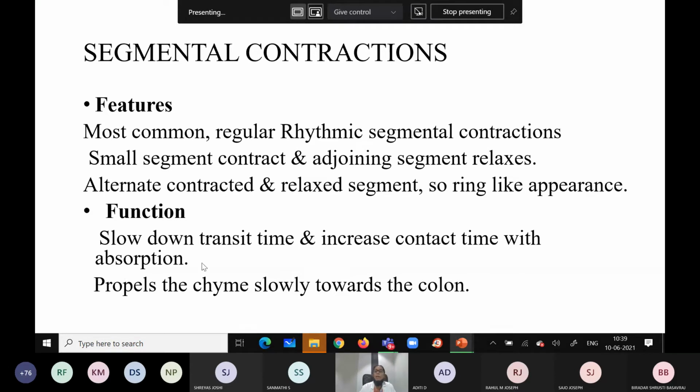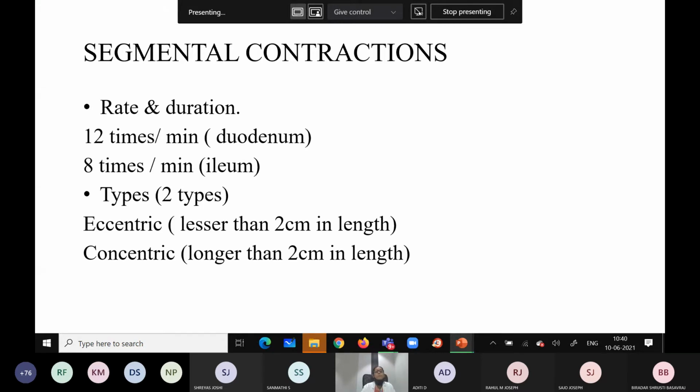Whenever food particles come in contact with the mucosa, only then will absorption occur, and it propels the chyme slowly towards the colon. So the very important function of segmentation movement is to mix and increase the contact time of food with the mucosa to increase absorption. Propulsion is very little in segmental movement.